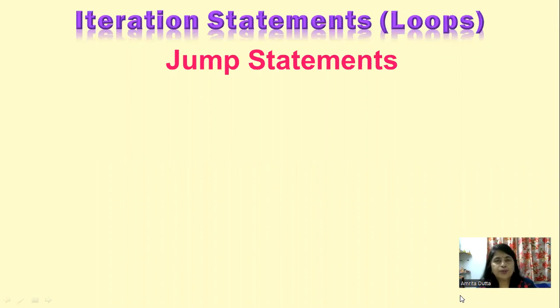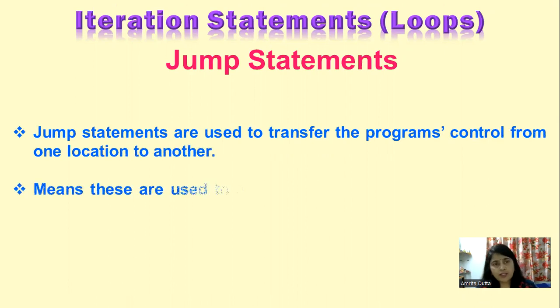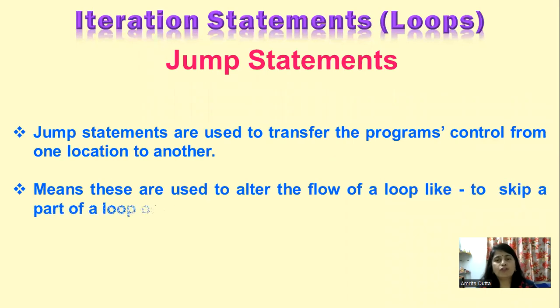Yes, friends, I told you that today I am going to explain you about the jump statements of Python and how we can use jump statements in iteration statements or loops. First of all, we need to know what are jump statements. Jump statements are used to transfer the program's control from one location to another location. What does it mean? It means that these are used to alter the flow of a loop. Like we can skip a part of the loop or we can terminate a loop.